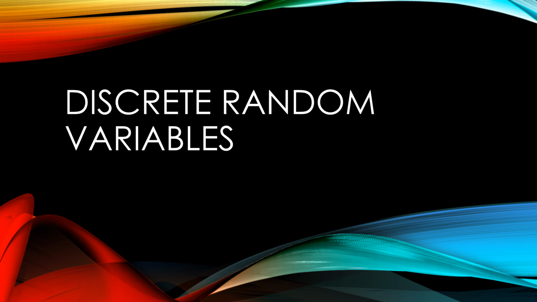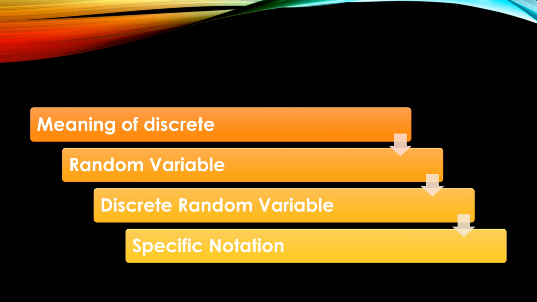Hello and welcome back. This video is an introduction to discrete random variables. So in this video, we're going to talk about what the meaning of discrete is first, because that can be a little confusing. We're going to talk about what a random variable is, and then specifically a discrete random variable. And we're going to cover some specific notation for discrete random variables that can be problematic or confusing at first.